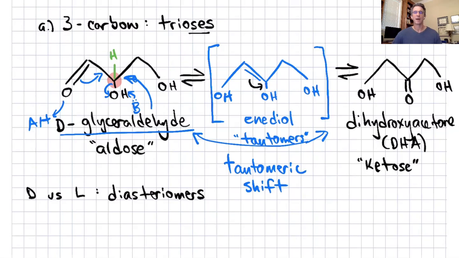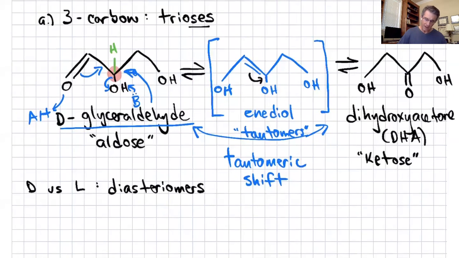carbon, right? But you'll notice, as a result of this tautomeric shift to form DHA, the ketose variant of this triose no longer has a chiral center anymore, right? There's no longer any chiral center in DHA. Okay, so that's some really basic fundamental stuff to think about.